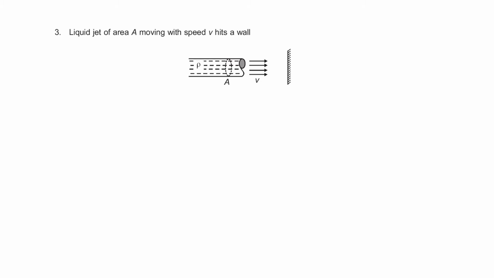Let us move on to the third formula. A liquid jet of area A moving with speed v hits a wall. Refer to the image on the screen. Now in the first case, the force required by a pump to move the liquid with this speed is F equal to v dm by dt is equal to v into rho Av, equal to rho Av square.